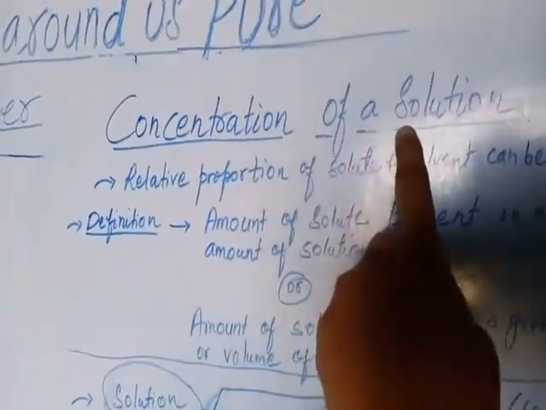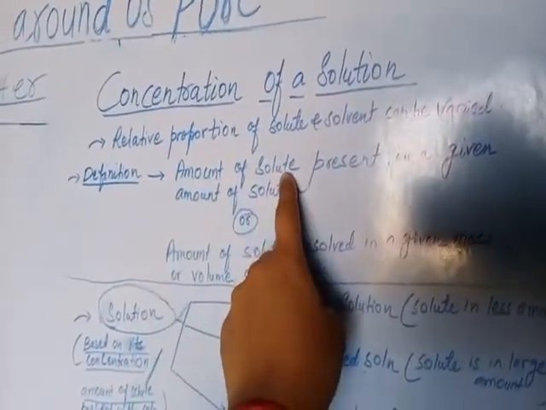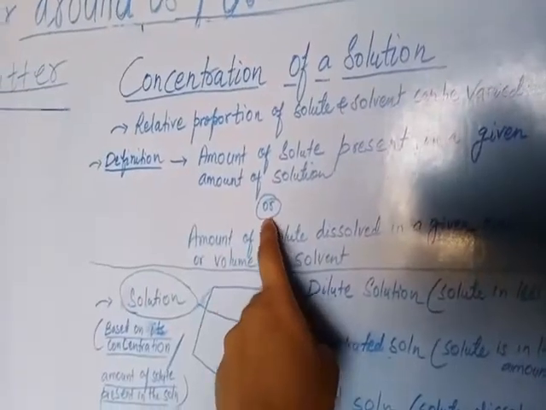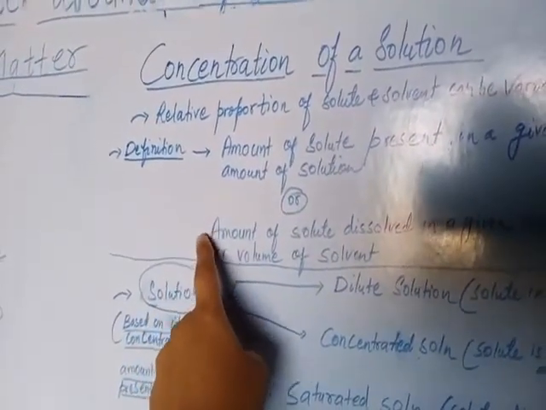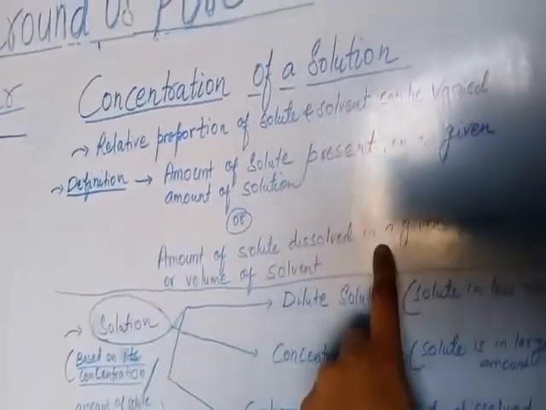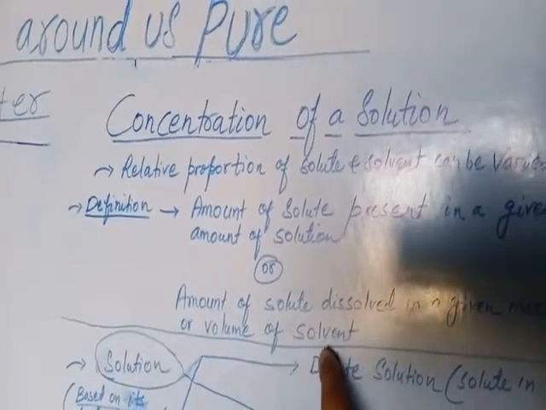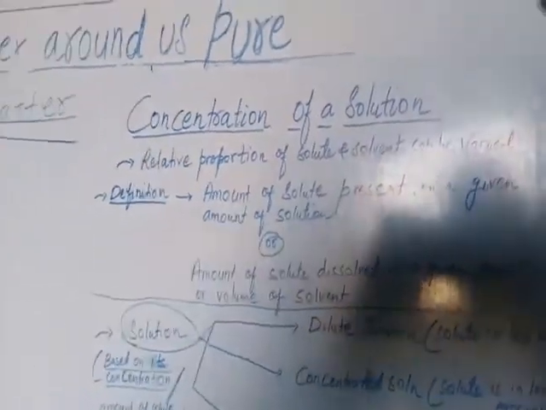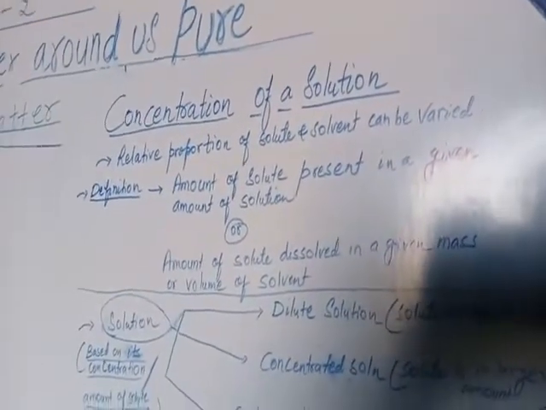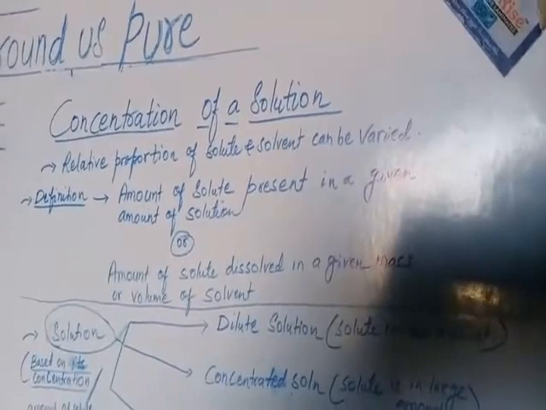Hence we can define the concentration of a solution as the amount of solute present in a given amount of solution, or in another way, as the amount of solute dissolved in a given mass or volume of the solvent. So by this definition we have come to know that the concentration of a solution is solute dependent.